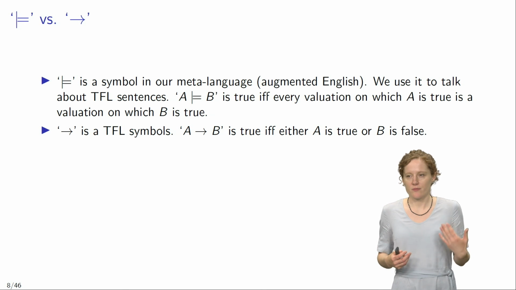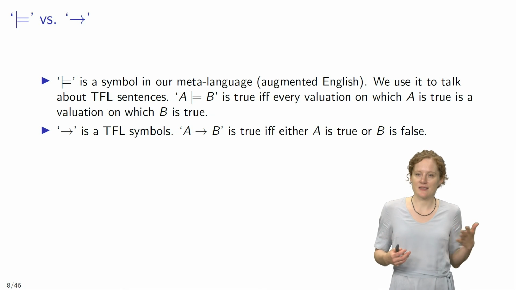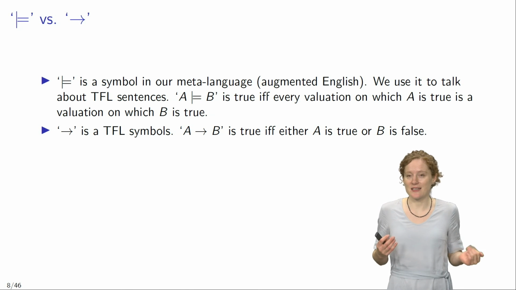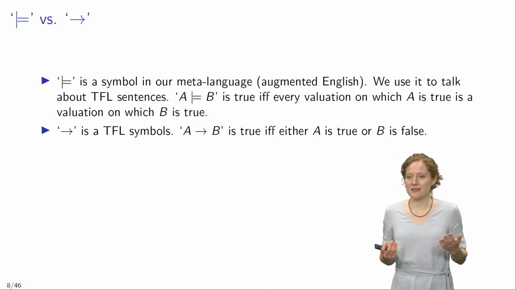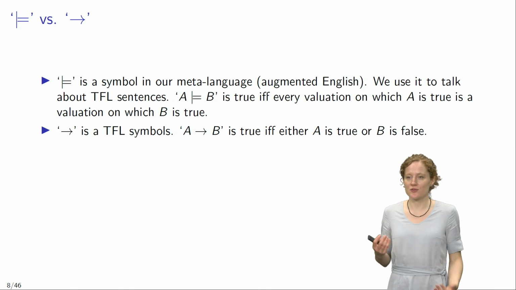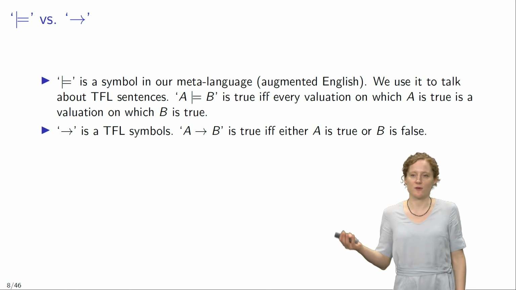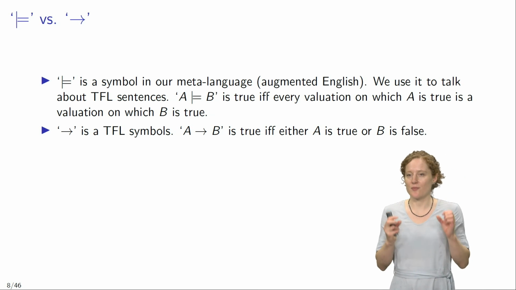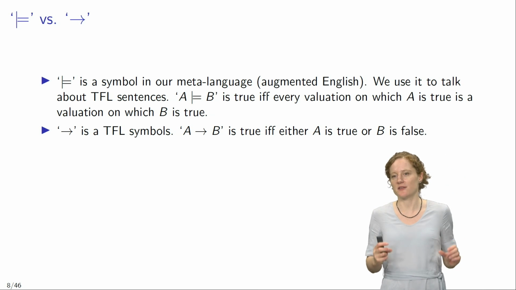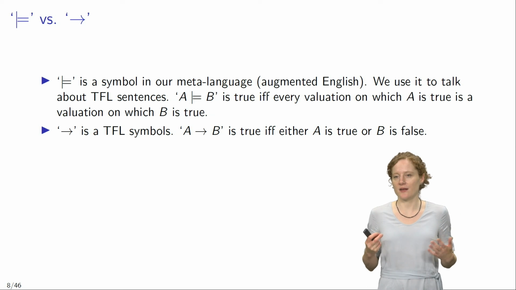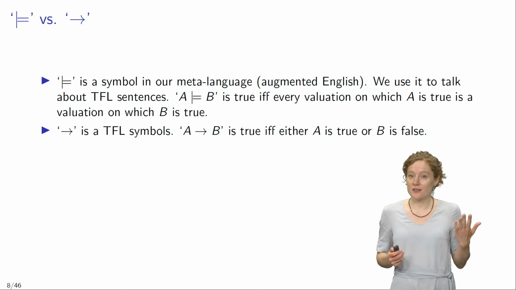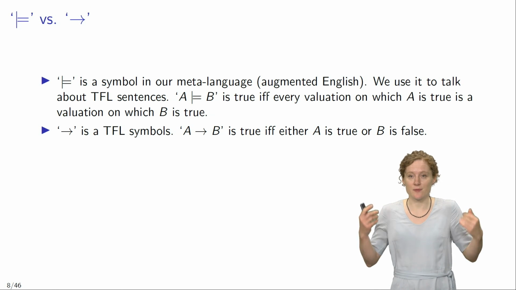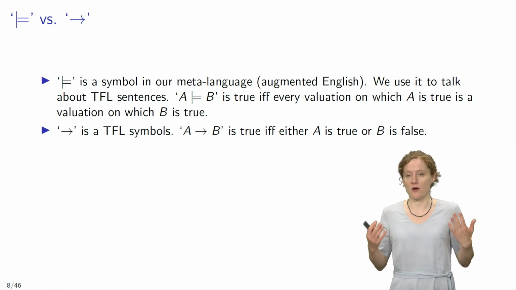Now the arrow, or the conditional, on the other hand, is a TFL symbol. So that means that we construct TFL sentences by using the arrow. So for example, I can say that the sentence A arrow B is true if and only if either A is false or B is true. And here the arrow is part of the sentence that I'm talking about. It is not a symbol that I use to talk about a TFL sentence. So in short, the double turnstile is part of our meta-language and the arrow is part of our object language.